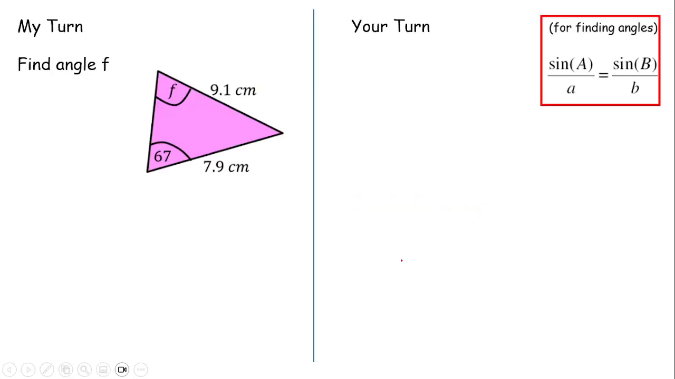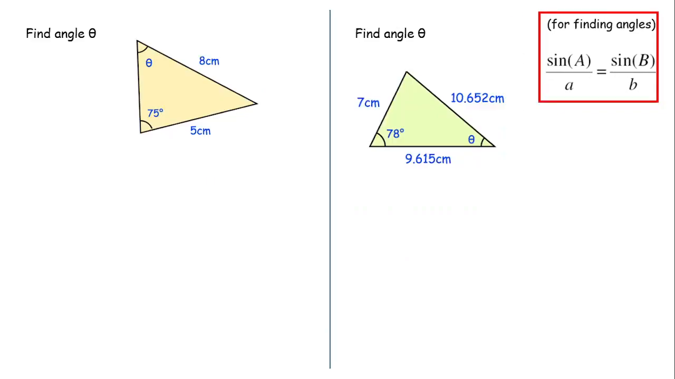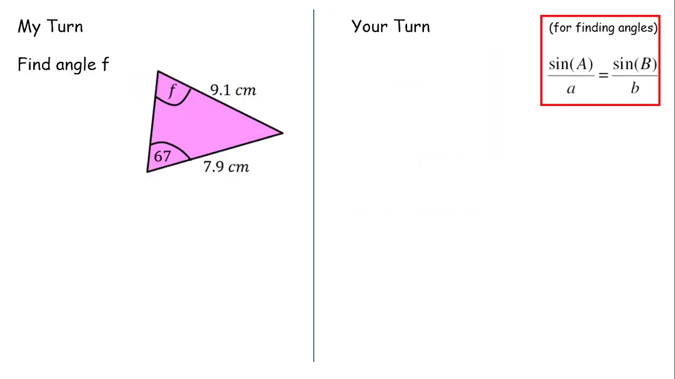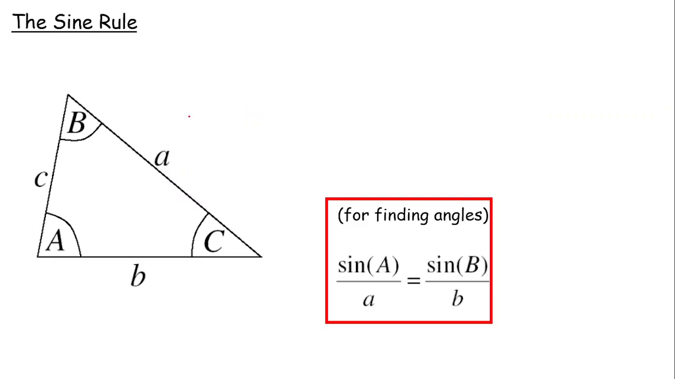Right, let's look at a my turn, your turn. So we'll look at a my turn, your turn, and then you can try two examples yourself, and you can mark your work, and we'll go from there. Okay, question one, the first my turn. It says find angle F. With any sine problem, we need to first of all make sure you label your triangle, which is very, very important, using this information here.